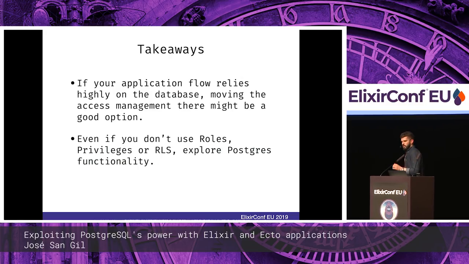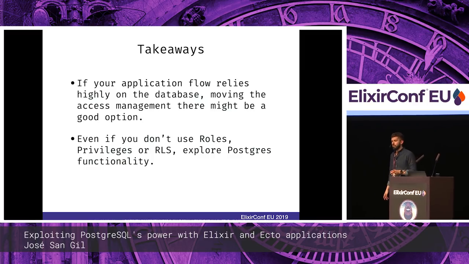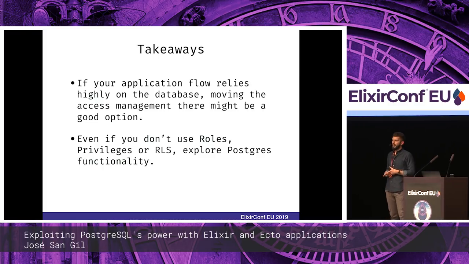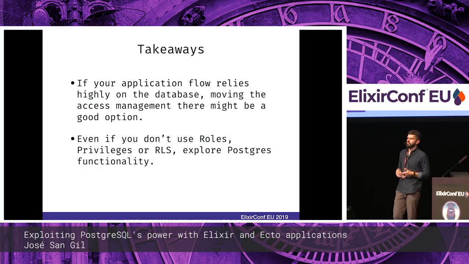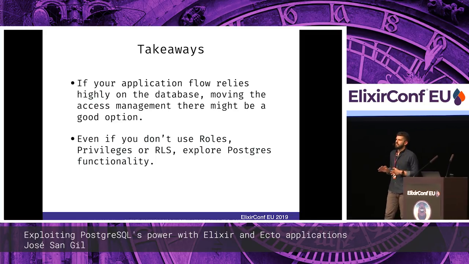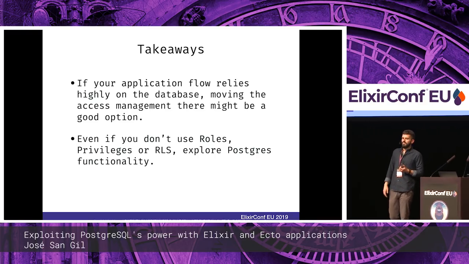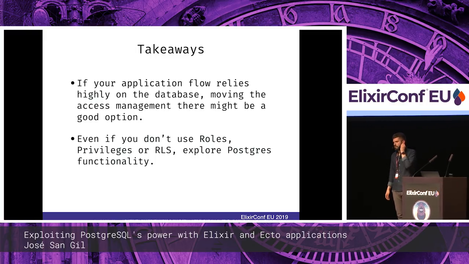So to wrap it up, the takeaway I want you to take from this presentation is that if your application flow relies on the database, like your application is doing a lot of operations with a Postgres database, moving the access management down there might actually be a good option. It's something you could definitely consider, and I promise you will be able to optimize queries directly in Postgres in a way that you cannot do in Ecto. It's not because Ecto is bad, it's because Postgres is designed for that. And even if you don't use roles, privileges, or RLS, row-level security, explore Postgres functionality.